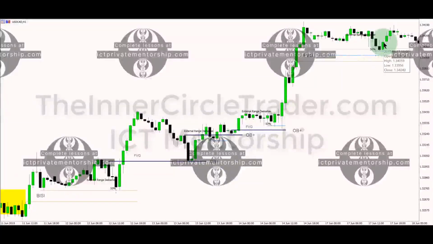The low, 33.95.6. One pip again, off by 1 pip. So the range is buying below this candle's close to this price point. Anywhere between those two price points, again, the close is 34, and consequent encroachment is 96.5. That is not a zone. It's not ambiguous. It's very specific about what you're trying to buy.